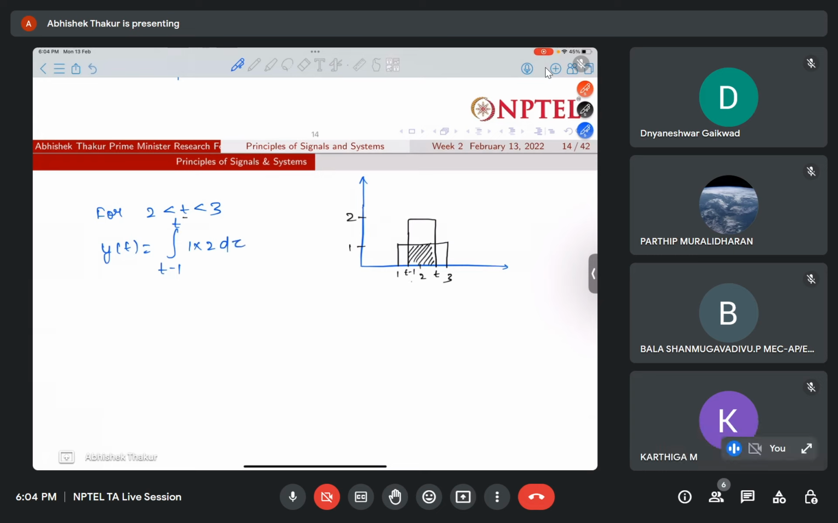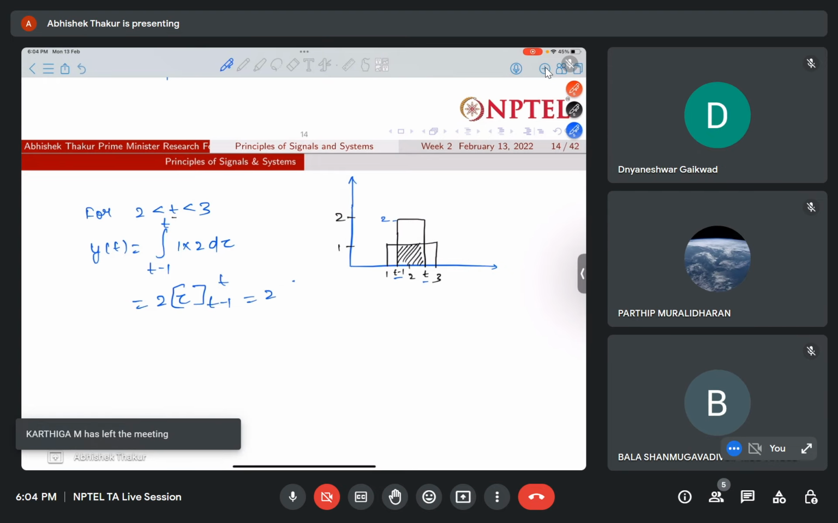So here the overlapping area is between t minus 1 to t. Okay, the limit of the integration. This is 1 and this is 2. So 1 into 2 d tau. So we will get 2 tau, and tau is from t minus 1 to t. So it is equal to 2t minus 2(t minus 1), which is 2t minus 2t plus 2. So this value is equal to 2.